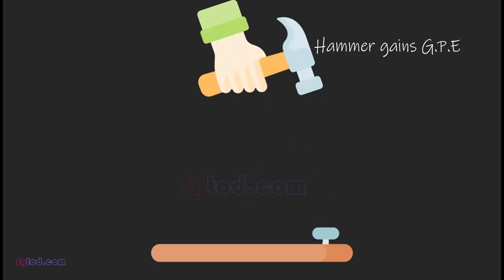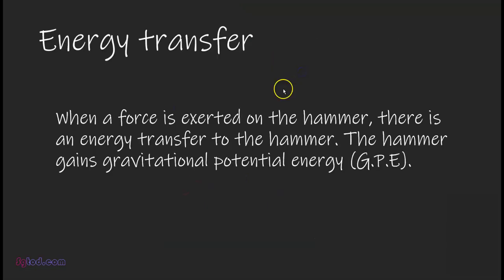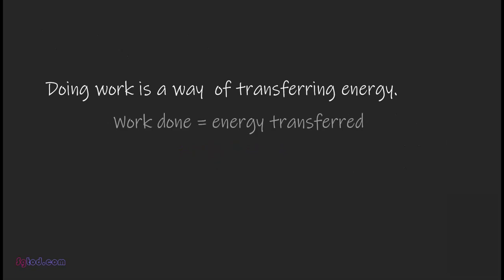in gravitational potential energy. By the principle of conservation of energy, energy cannot be created nor destroyed. So this gain in gravitational potential energy must have come from the force we exert in raising the hammer. So when we exert a force, we are doing work, and we are effecting an energy transfer to the hammer. Doing work is a way of transferring energy.